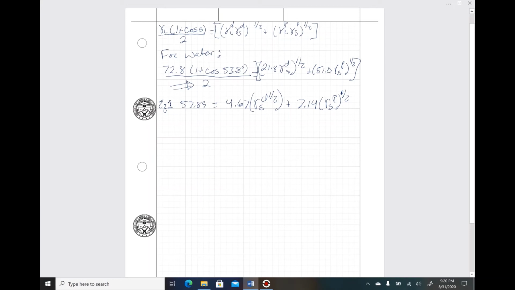It's important to have two equations. Why? Because we have two unknowns, and hopefully you can read my attempt to write on a surface. It's either this or a blurry camera. I am working on improving my technical capability to make these lectures, so if you have any suggestions, I'll take them. But anyway, I'm doing the best I can. So 4.67 gamma SD, and that's actually to the 1/2, my bad, I apologize, plus 7.14 gamma SP to the 1/2. And that's equation 1.